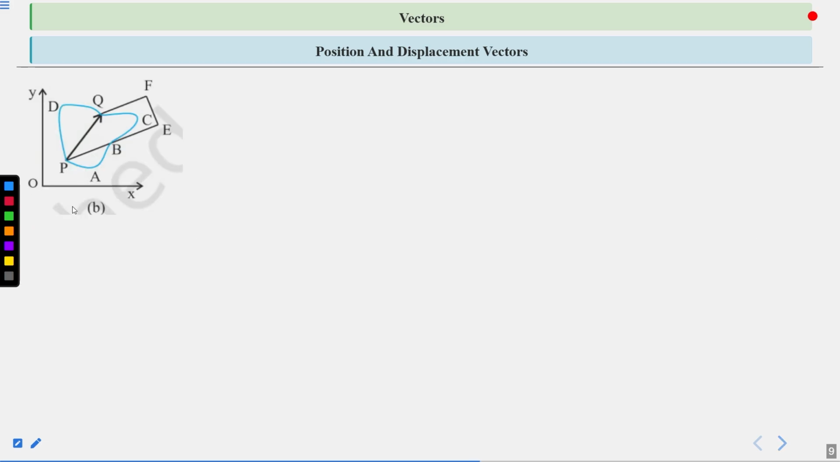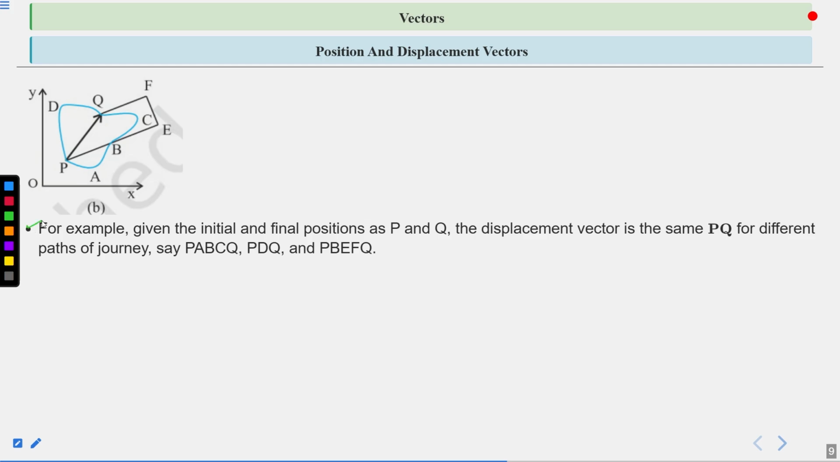So for example, given the initial and final positions as P and Q, look at figure B. The initial position is P and the final position is Q of a particle. The displacement vector is the same, PQ. The displacement vector is PQ for different paths of journey.